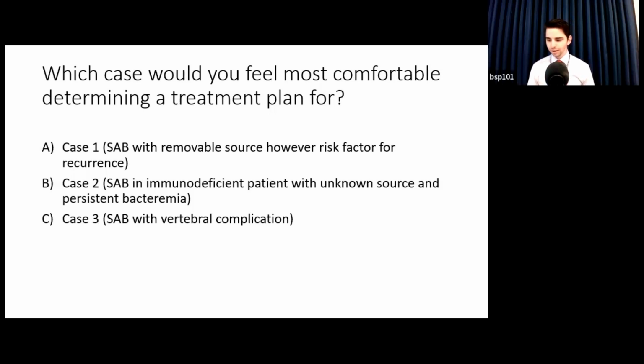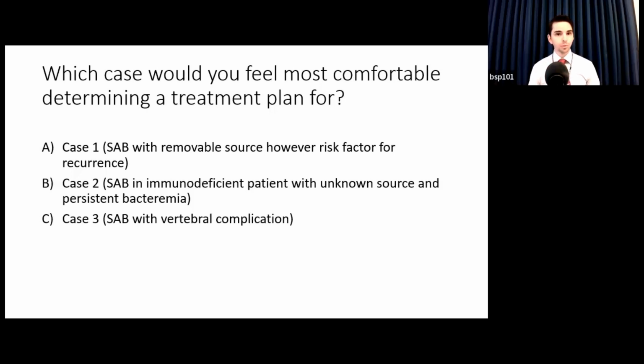Case number 1 is a patient who you can guess probably has a central line infection related to a dialysis line. And it's a removable source, something you can take out. It seems easy, right? But the presence of that prosthetic hip joint complicates your management, raises the risk of recurrence. So it's not as simple as it might seem. Case number 2 is a patient with persistent bacteremia who's immunodeficient, and you don't know where it came from. And when you don't know where it came from, it's hard to know how to control that source.